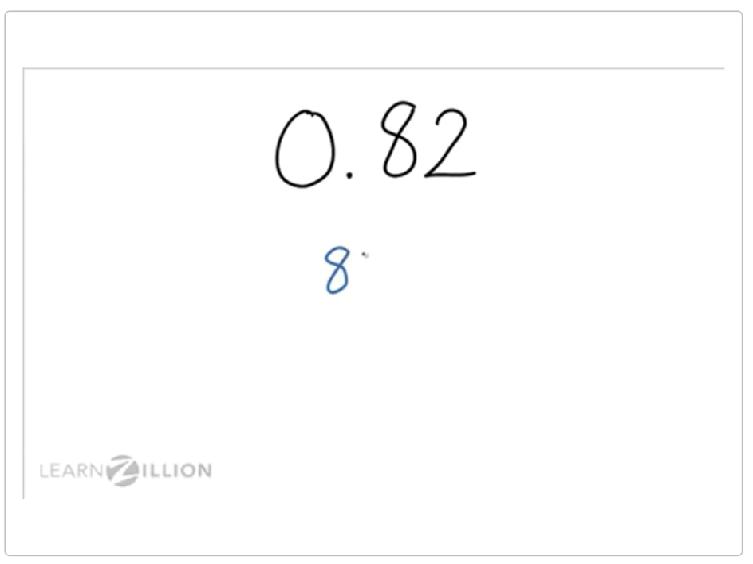82 would be our numerator in the fraction, since that's the part that would be shaded, and 100 would be our denominator, the total number of parts. Let's see how this works another way.